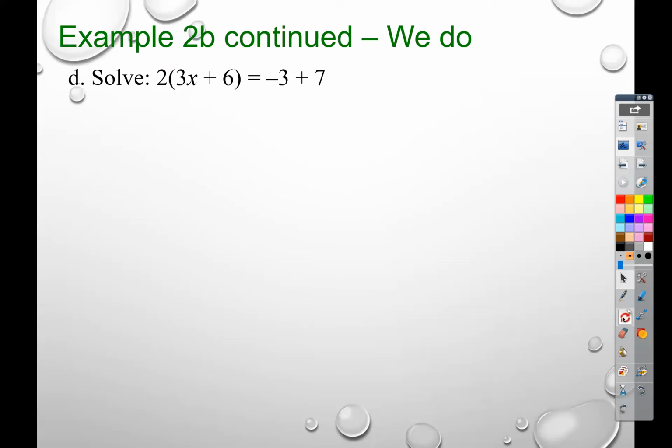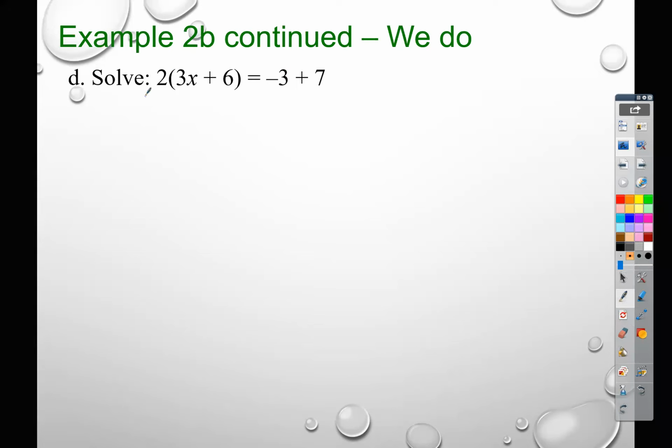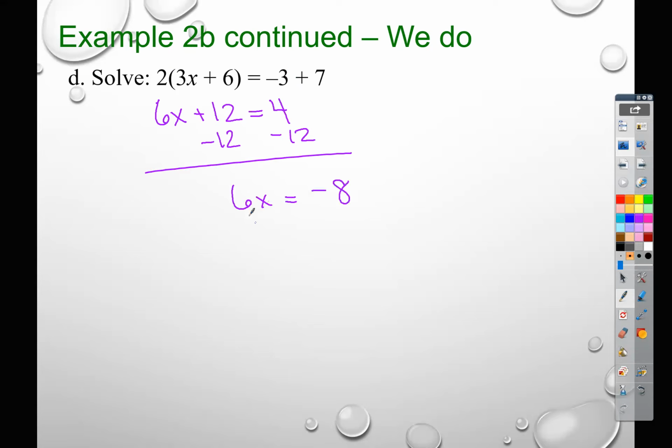All right, 2 times (3x plus 6) equals -3 plus 7. So I am going to distribute on the left side. So I get 2 times 3x is 6x, 2 times 6 is 12. And then I can say -3 plus 7 is a positive 4. I'm going to subtract 12 from both sides of the equation. I get 6x equals -8. I'm multiplying, so I need to divide by the 6. -8/6 can be reduced by 2 to -4/3. So x equals -4/3.